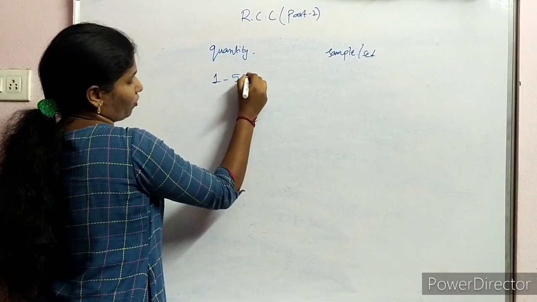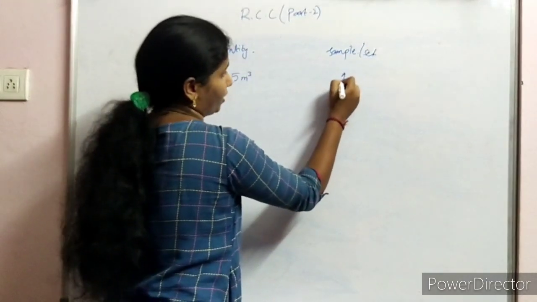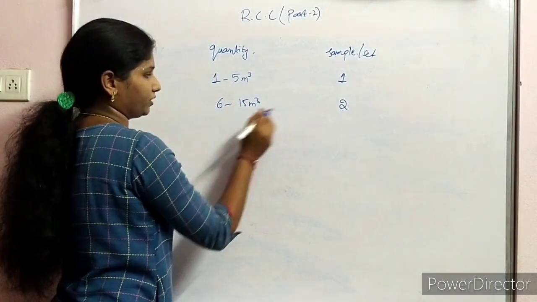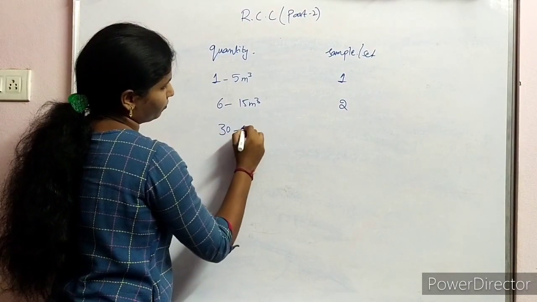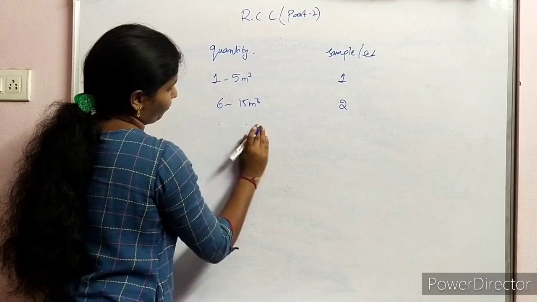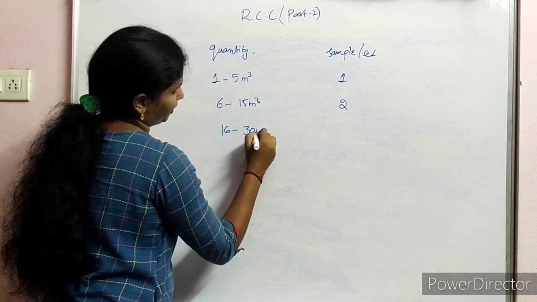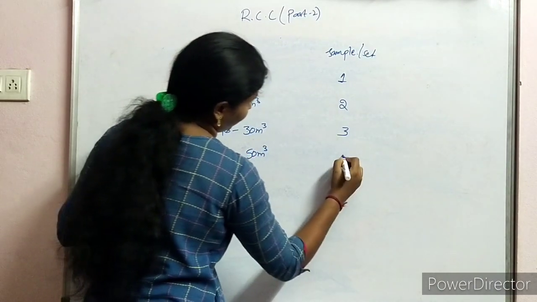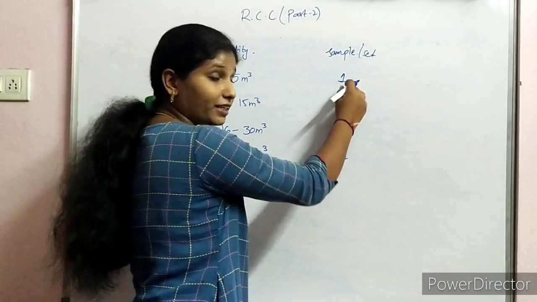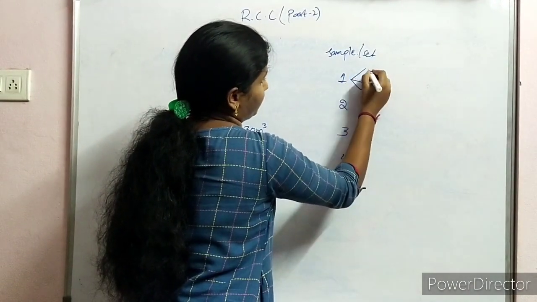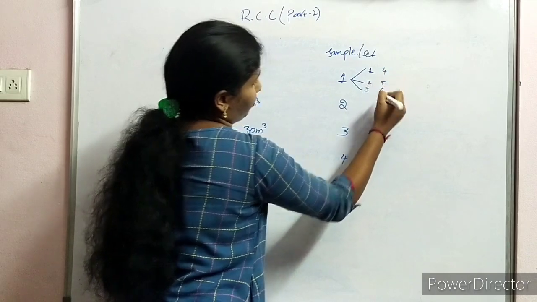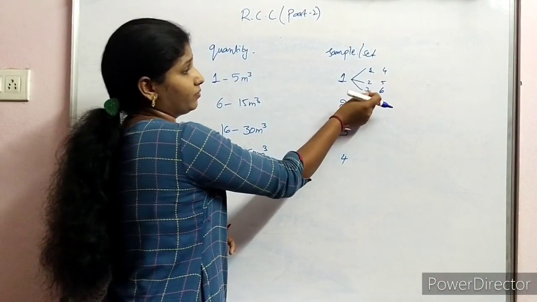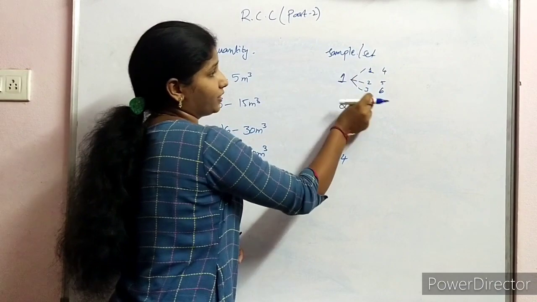For 1 to 5 meter cube of concrete, we need to take one set. For 6 to 15 meter cube, we need to take two sets. From 16 to 30, we need to take 3 sets. From 31 to 50 meter cube, we need to take 4 sets. In this, one set is equal to 6 samples, so each set means we have to take 6 cubes.